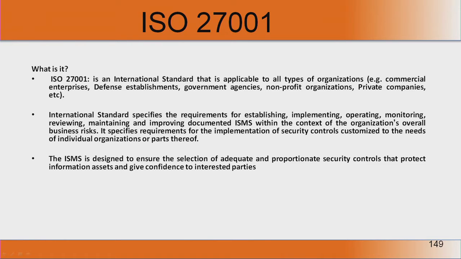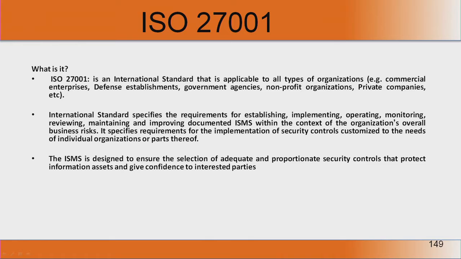27001 is an international standard which specifies a requirement for establishing, implementing, operating, monitoring, reviewing, maintaining and improving a documented information security management system, ISMS, within the context of the organization's overall business risks. The entire English dictionary is there in this: establishing, implementing, operating, monitoring, reviewing, maintaining and improving a documented ISMS.